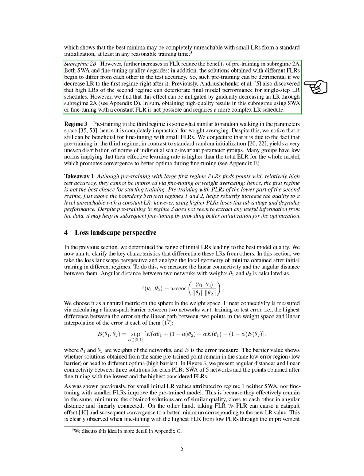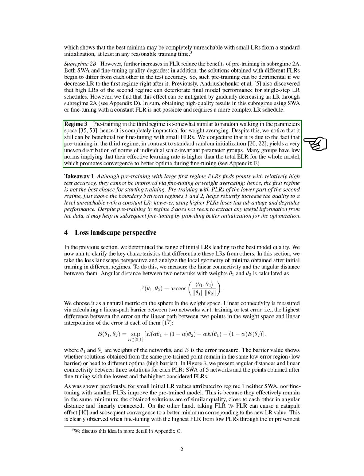Moving to Regime 3, we see that pre-training here resembles random walking in the parameter space, making it impractical for weight averaging. Nonetheless, it can still be useful for fine-tuning with small FLRs. We believe this is because pre-training in this regime creates an uneven distribution of norms among parameter groups, leading to higher effective learning rates for some groups. This unevenness promotes better convergence during fine-tuning.